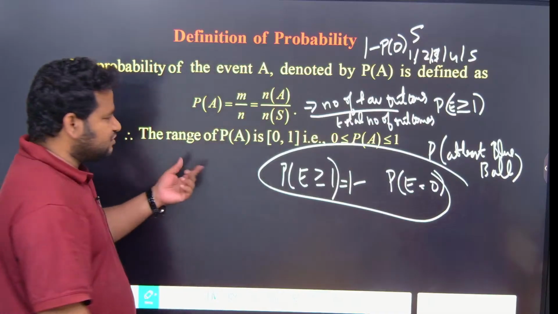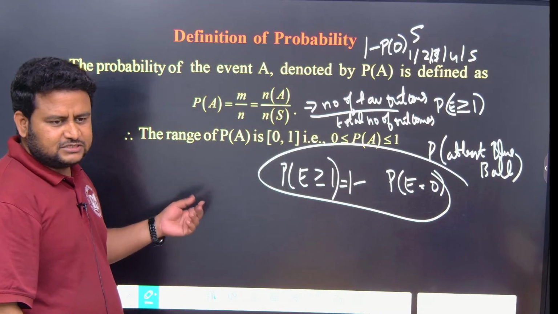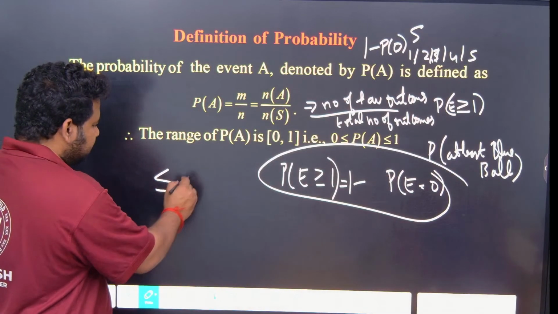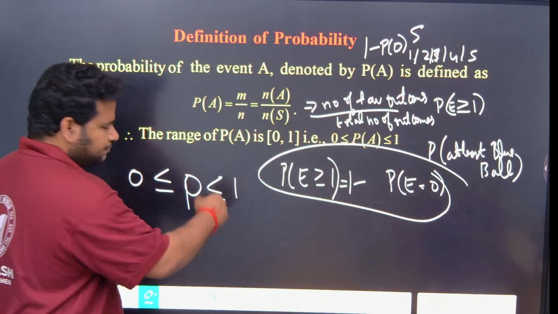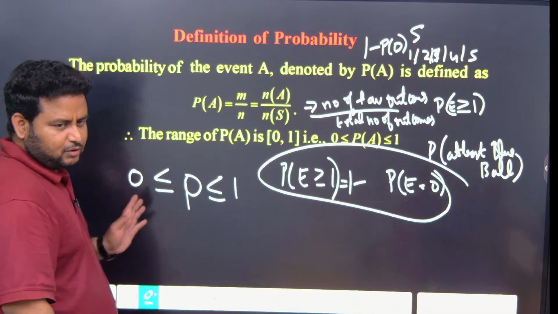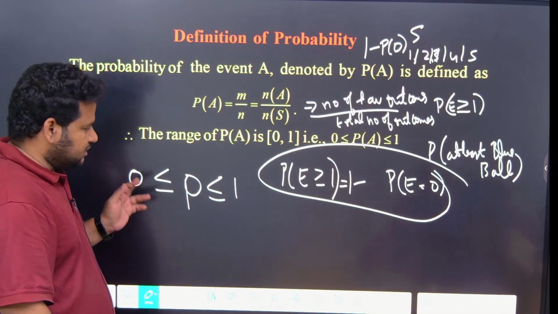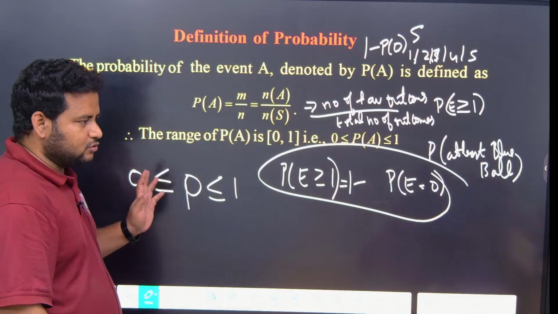Now the range of probability is always lying between what? P is always lying between 0 and 1. It cannot be greater than 1 or less than 0. The probability of any event cannot be negative. It is greater than or equal to 0, and less than or equal to 1.